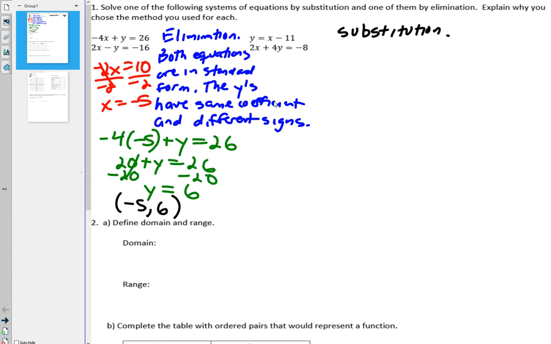But we have to justify it, and our justification cannot just be, well, I used elimination for the last one, so I'm doing substitution because the directions told me to. It's because they're not both in the same form. One variable has to be isolated. It doesn't have to be the y, but in this case, the y on top is already isolated.